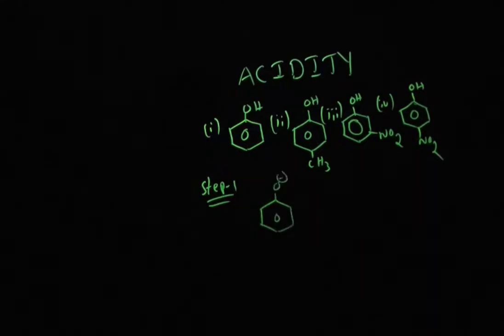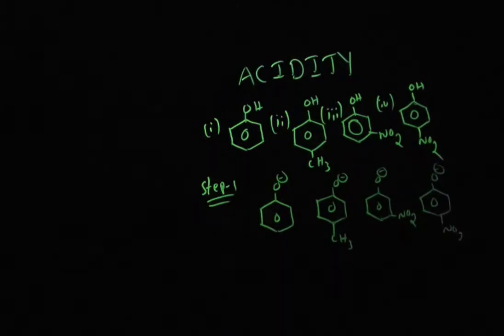So here O minus. The second one will again give O minus, and here it will be CH3. The third one also will give O minus and NO2. The fourth one again will give O minus and NO2. Okay, that's it, guys. First step is clear. You have to remove the acidic hydrogen to form the conjugate base.